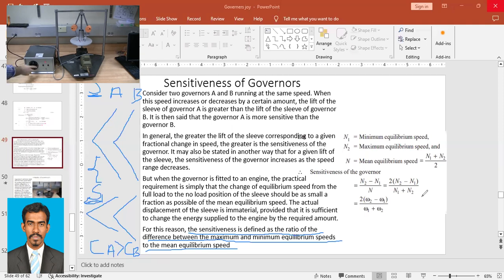If we change it to omega, the angular velocity, we know N can be written in terms of angular velocity. After removing all the 2 pi and 60 and everything, we will have 2 into (omega 2 minus omega 1) upon (omega 1 plus omega 2). Here N2 is omega 2 and N1 is omega 1. The 2 pi and 60 are cancelled out because they are numerical values present in all terms. So at the end, the sensitiveness of the governor is 2 into (omega 2 minus omega 1) upon (omega 1 plus omega 2). This is what is denoted by the sensitiveness of the governor.